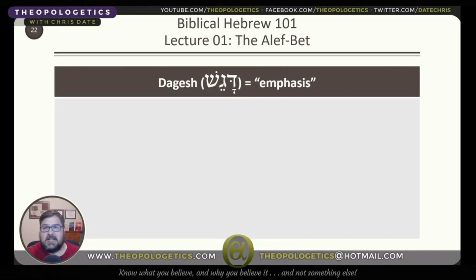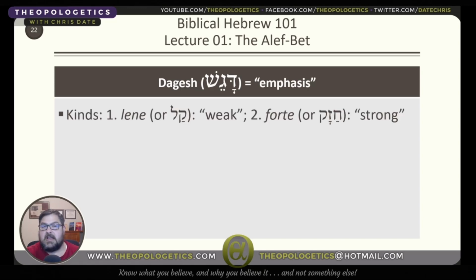Now, let me talk about the dagesh for a moment. You'll learn more about this in the next lecture. The word dagesh means emphasis, and there are two kinds. One I've just introduced you to, the dagesh lene, or in Hebrew they would say the dagesh qal, meaning weak. And then a second one that you will learn more about next lecture called the dagesh forte. Not forte. Forte is Italian.